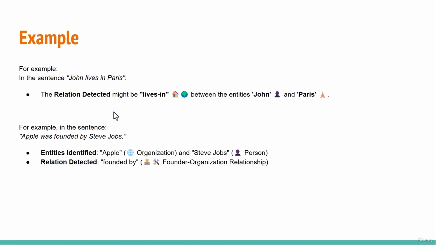Let's look at another example. John lives in Paris. Here, the relation detected is lives in. And this relation is between the two entities, John and Paris.